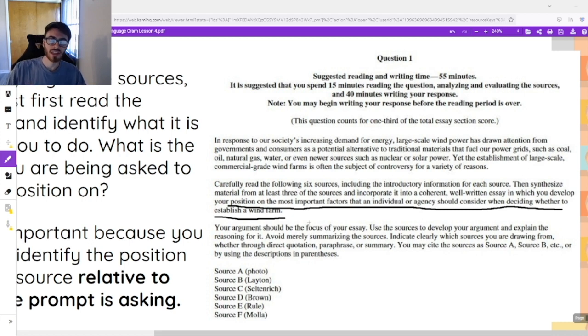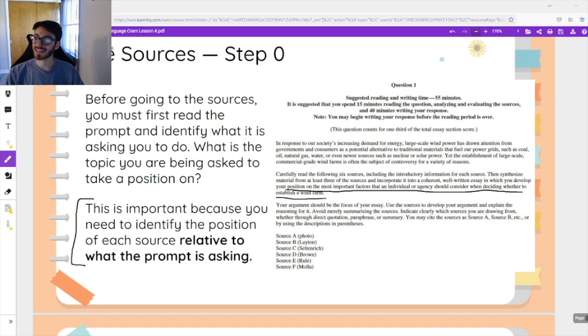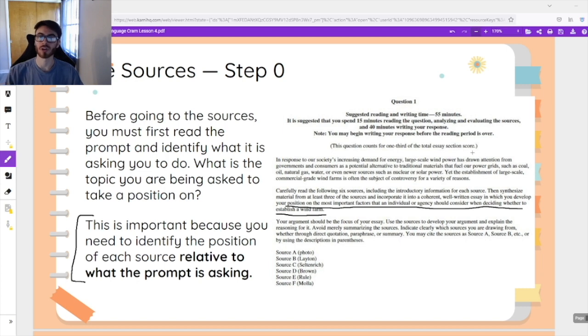You're not going to write down that the position is that wind farms are good, or that wind farms are bad, because that's not what you're going to be writing about. You want to identify the position relative to what the prompt is asking. And the prompt wants to know what the most important factors are that should be considered. So when you're reading through these, you want to say, okay, the position of this one is that the most important factor is this, or the most important factor is that. That's why it's so important to read the prompt first before you look at the sources, because you need to know what the topic is that you are identifying a position for.